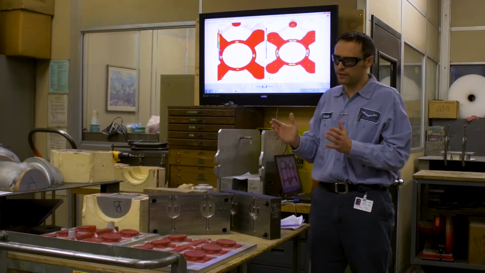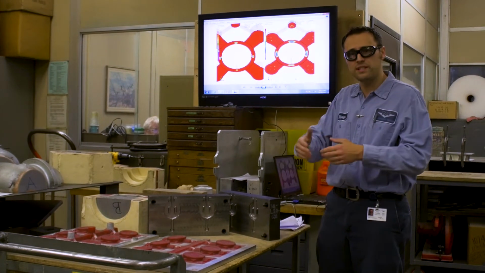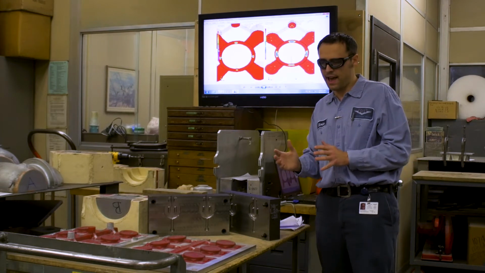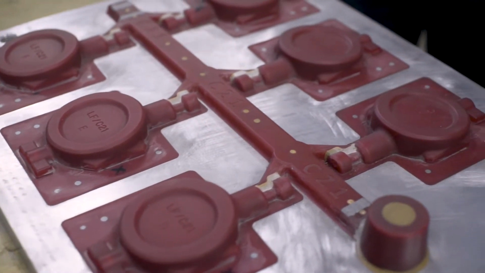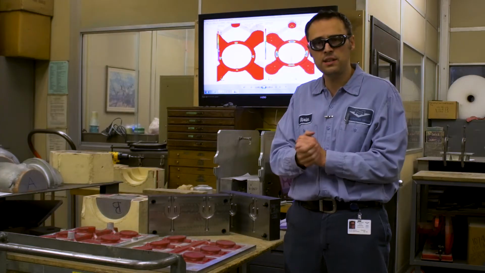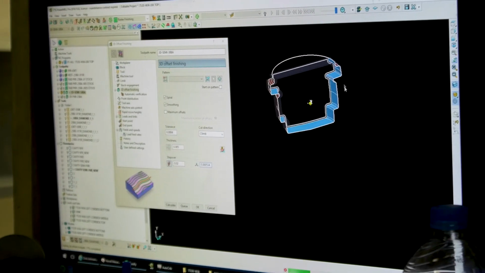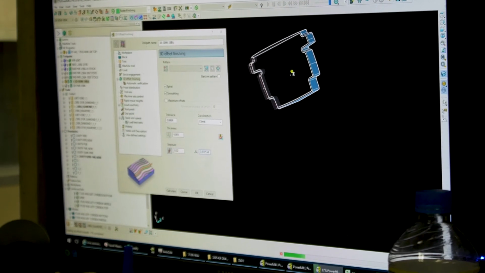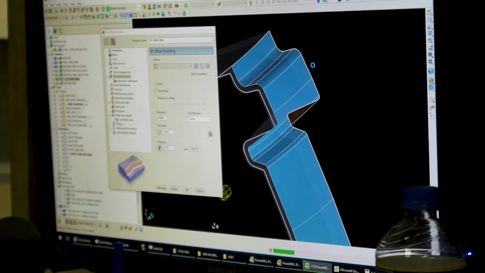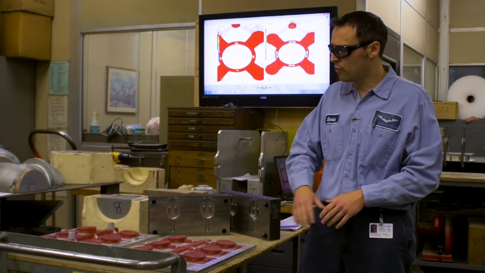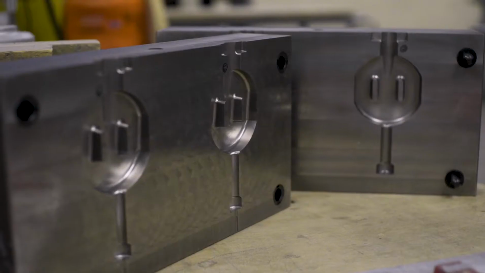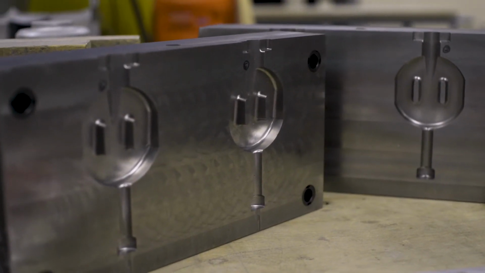Once we have the gating and the plate layout designed, we finish our pattern models and we send them to the CNC department, and there the CNCs are programmed. And then we cut everything in the CNCs, and then we do the final assembly on the bench. And same thing for our core boxes.